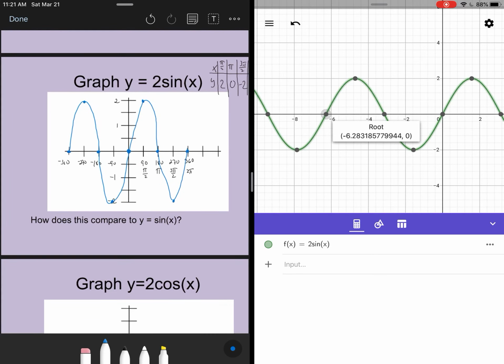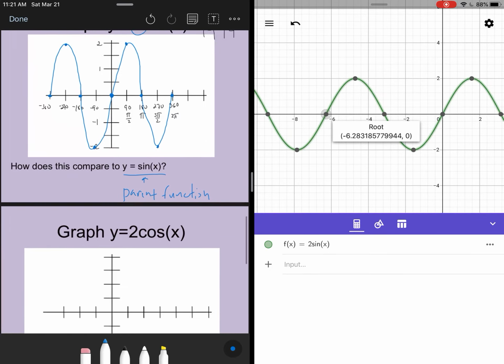Okay, and that's what it should look like. So the question is, how does this compare to y equals the sine of x? Remember, this is like your parent function. It's just a simple 1 times the sine of x. Looking back, how does this one compare to the parent function? Well, it just got multiplied by 2. So the y values now are increasing by 2. It's basically like you took each of the y values and multiplied it by 2, okay? And everything else just stays the same.